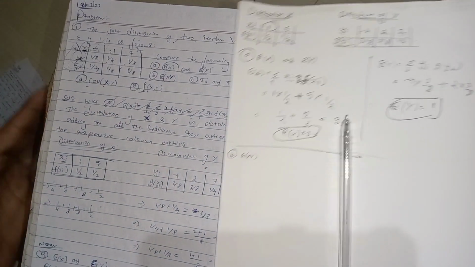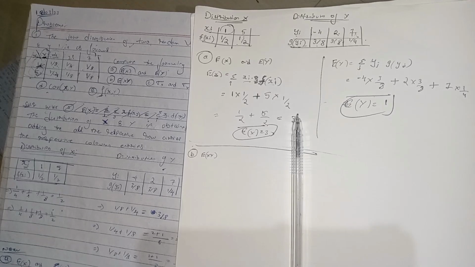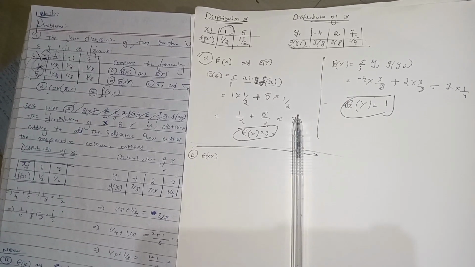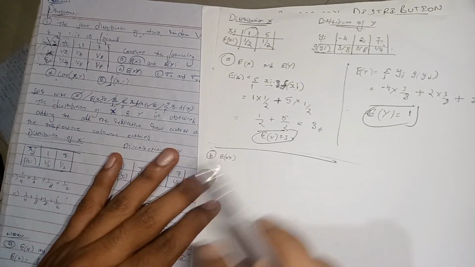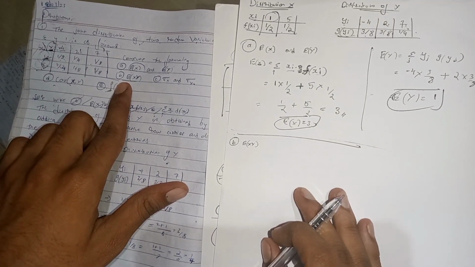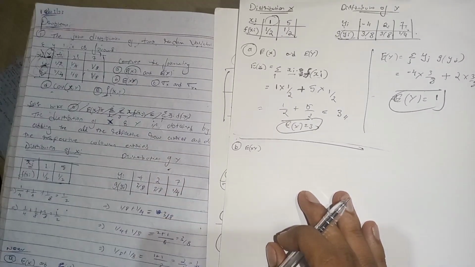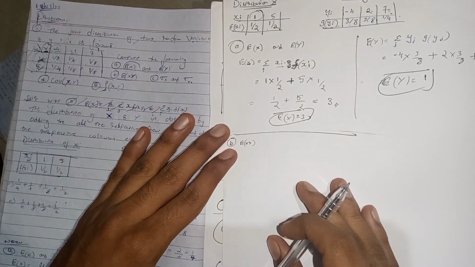It is nothing but your expectation, okay, it is called expectation. Now we shall move to our second condition. What they have asked us to find is E of x comma y. Okay, what is E of x comma y?